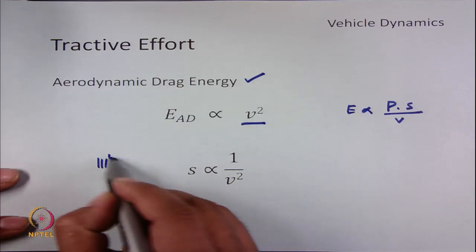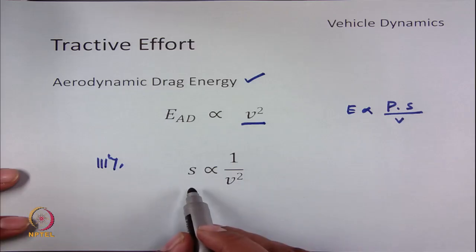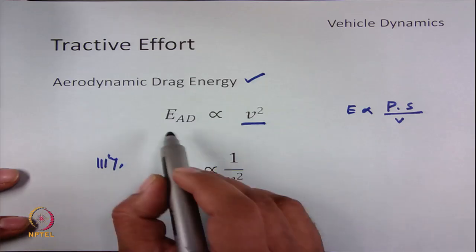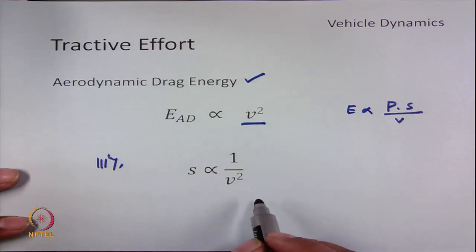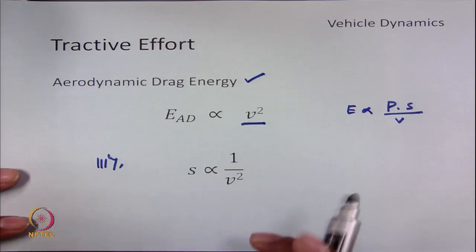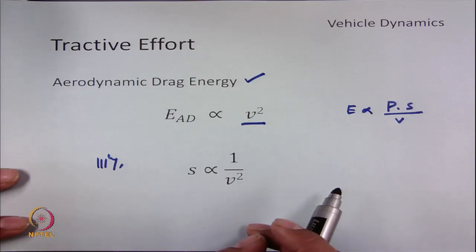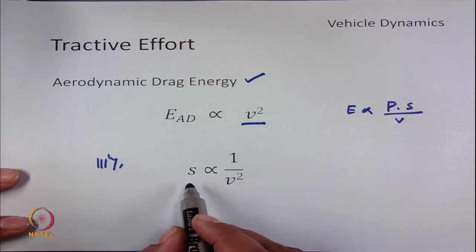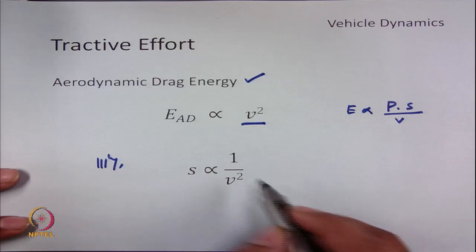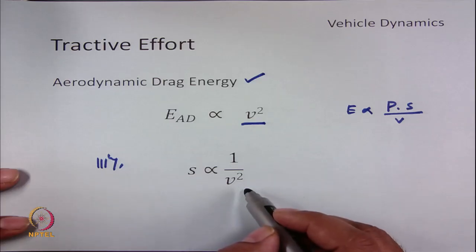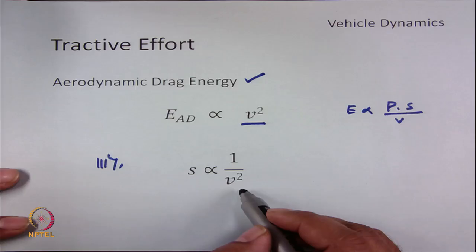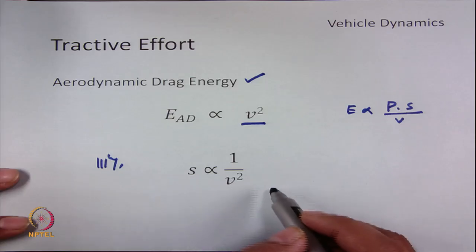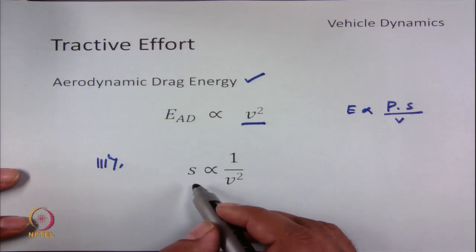Similarly, if we assume a constant energy source or a limited energy source, we can say that the distance travelled or the range obtained is inversely proportional to the square of the velocity. So, the higher the velocity of the vehicle, the lower the distance will be.